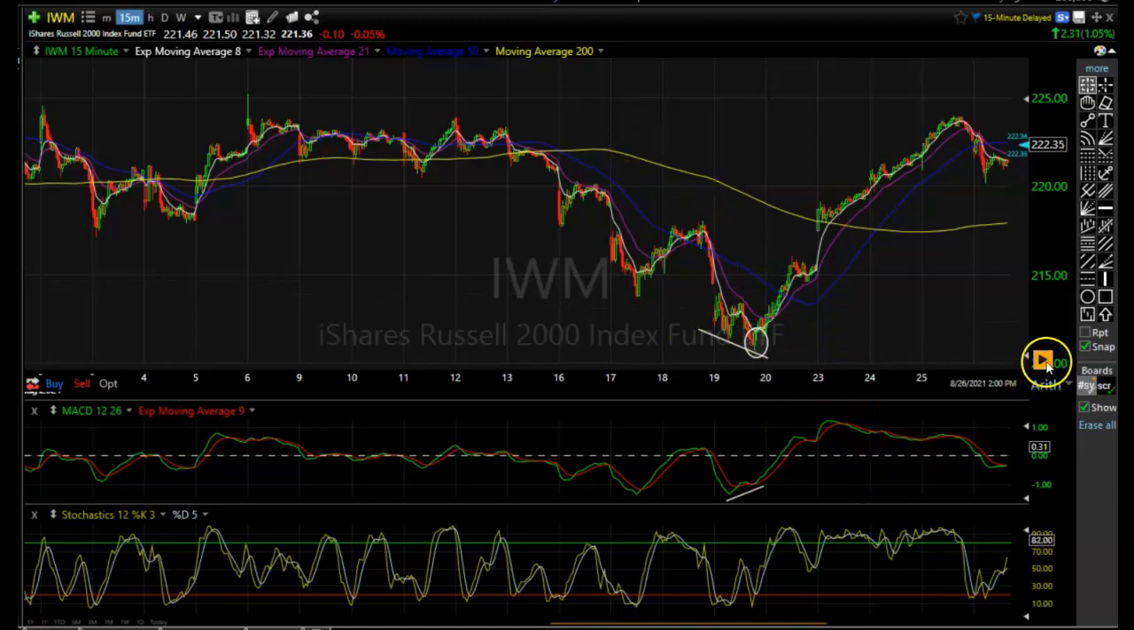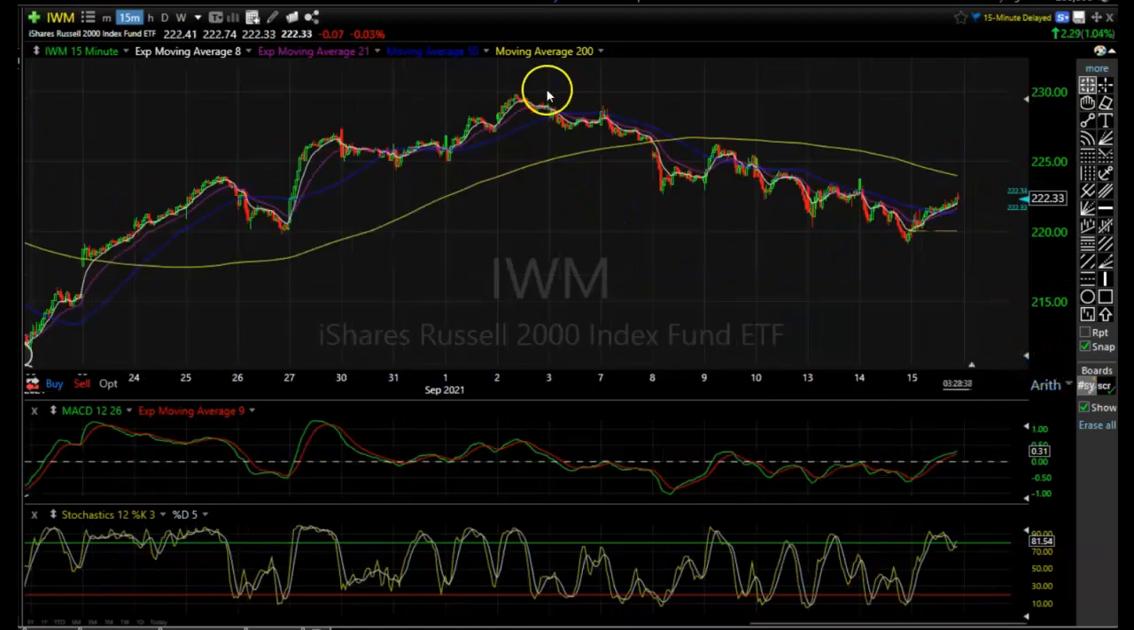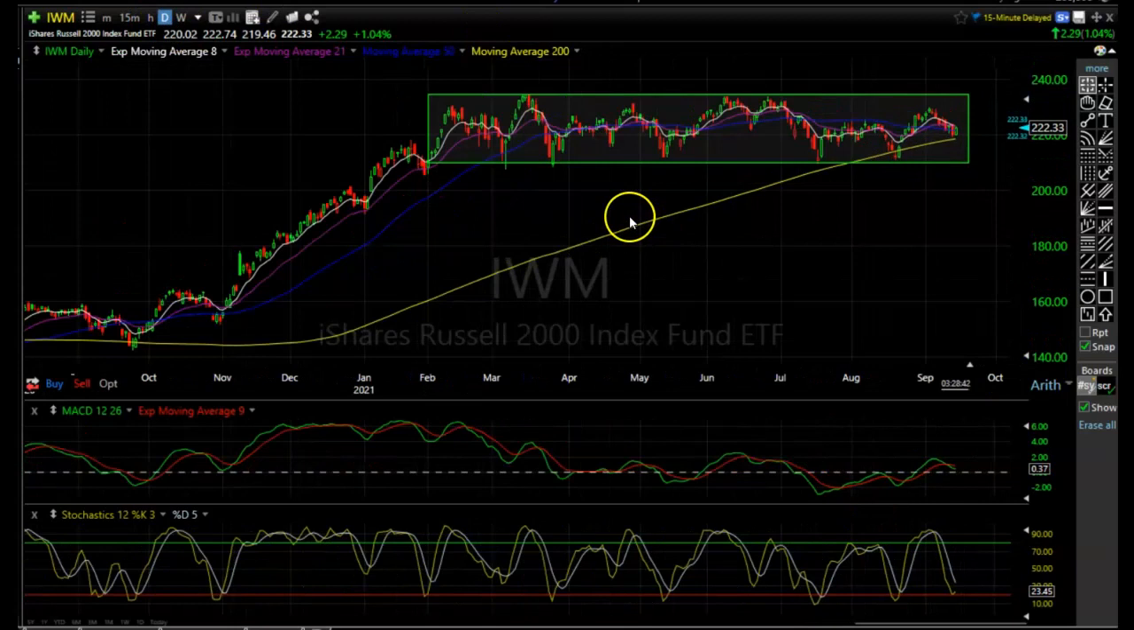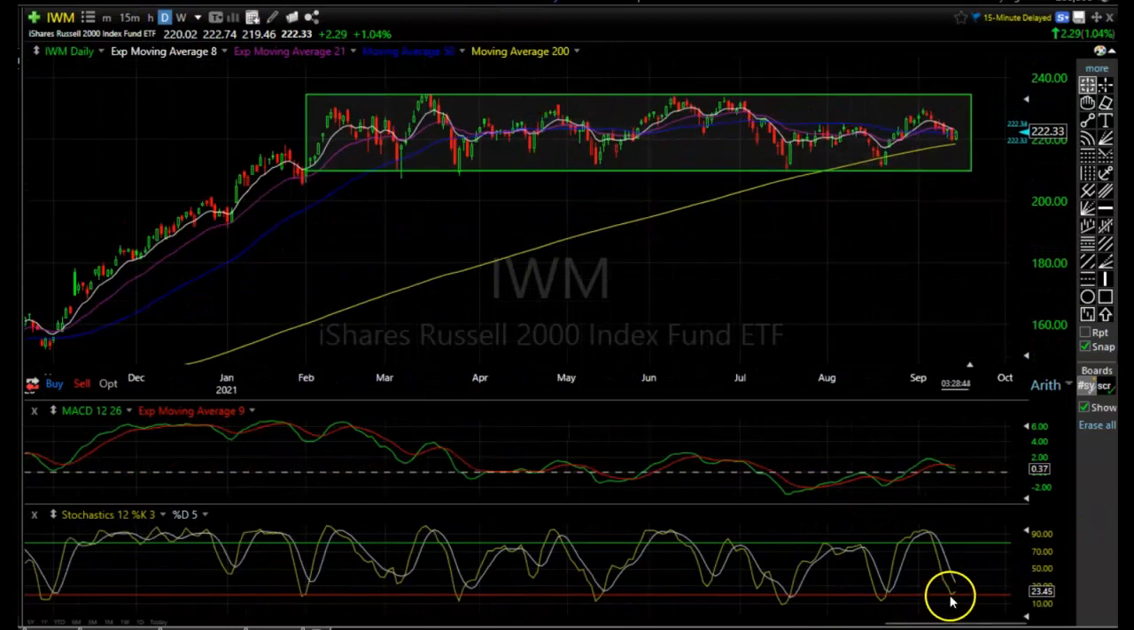Now let's go back to the current setting or time frame. Then go back to the daily chart. And as we can see right now, the stochastic is just barely above that oversold reading, but the IWM hasn't really pulled back all that much, so that is a very bullish sign.